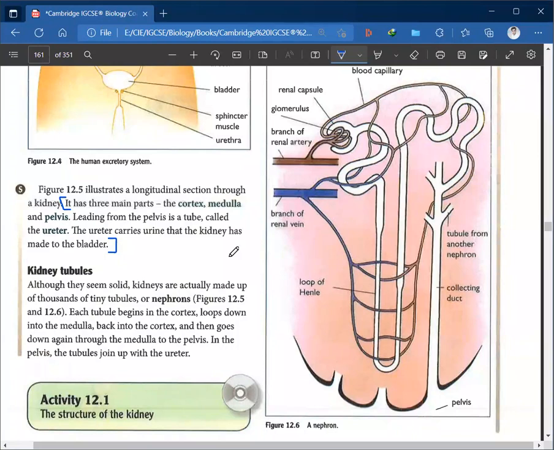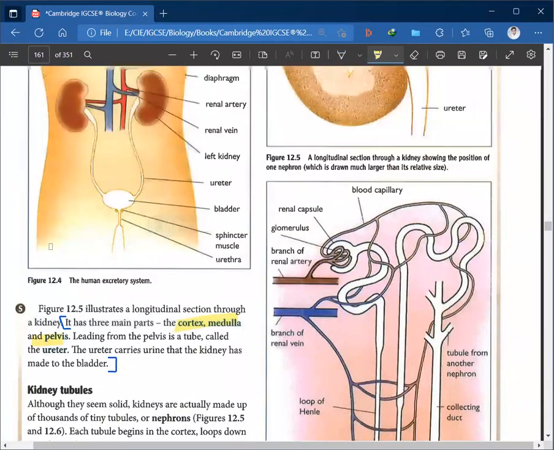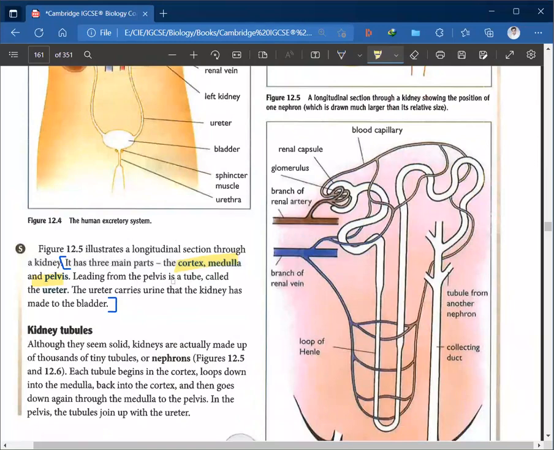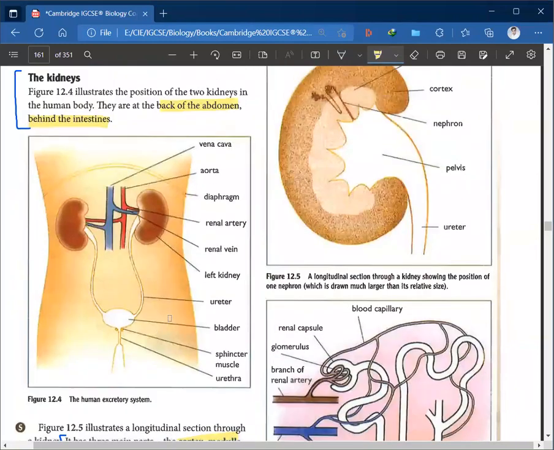All right. Now, what are the main parts here? The cortex, the medulla, and the pelvis. Okay. Now what else does it have? It is also connected with the ureter. I'll show it to you, just a second.